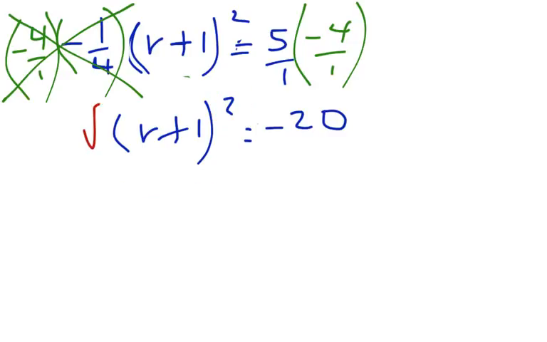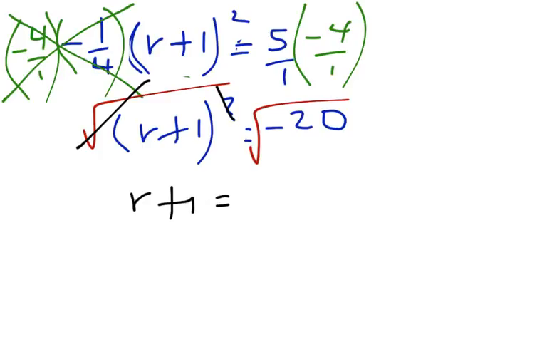Now I proceed to do square roots on both sides. The radical will cancel my square. So I'm going to have r plus 1 on this side. And as soon as I do square roots on both sides, I'll have a plus and a minus as part of my answer. So I'm going to have plus or minus square root of negative 20.